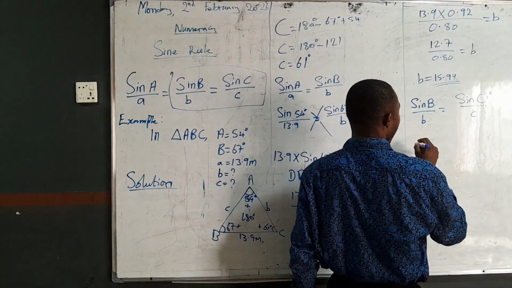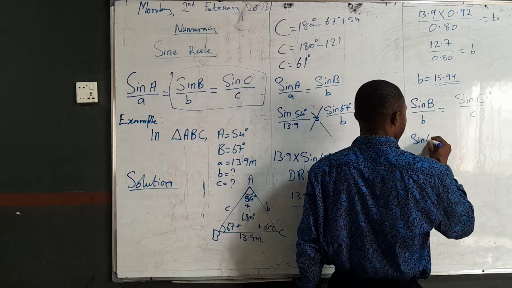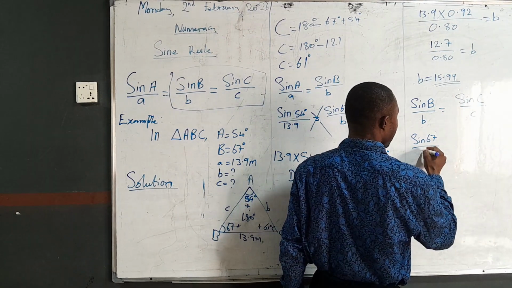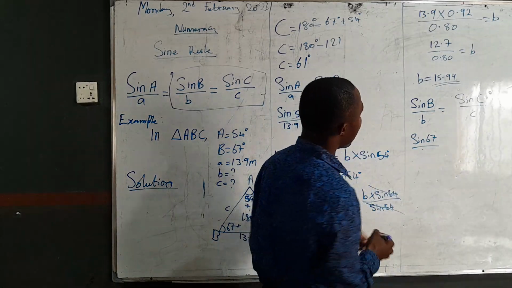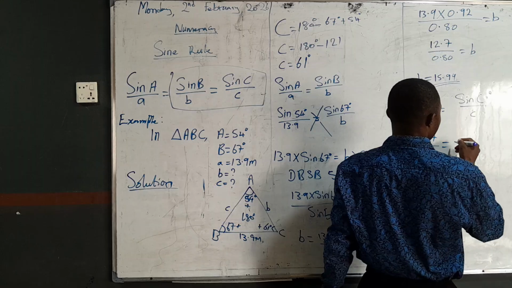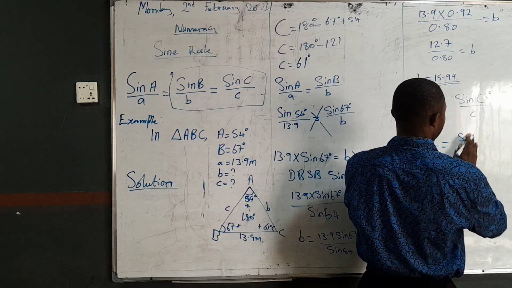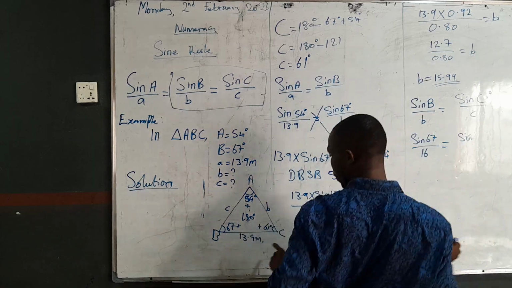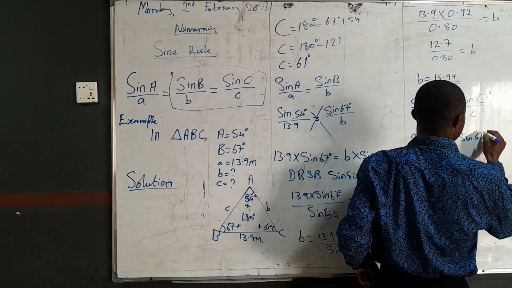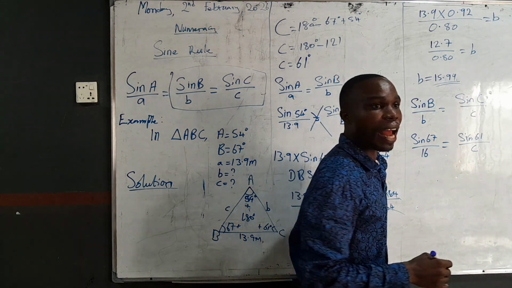Now what is B? 67. 67 is over what? 16. You approximated to 16, okay? Let's go with this. What is C? 61. Sine 61 over C. This is what we are looking for, right? So what should I do from here?